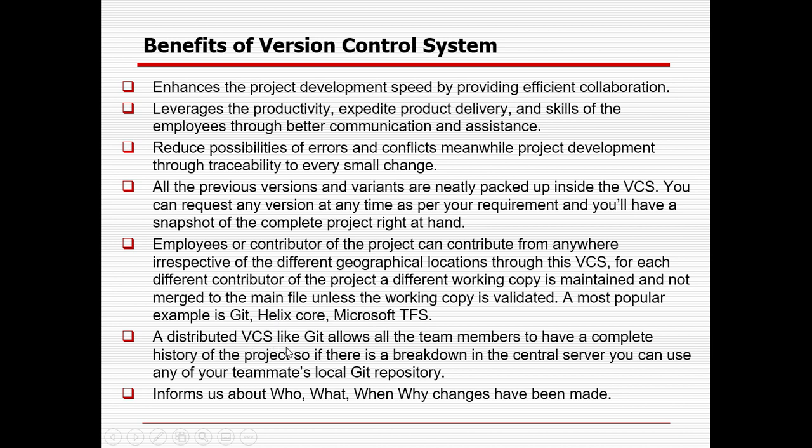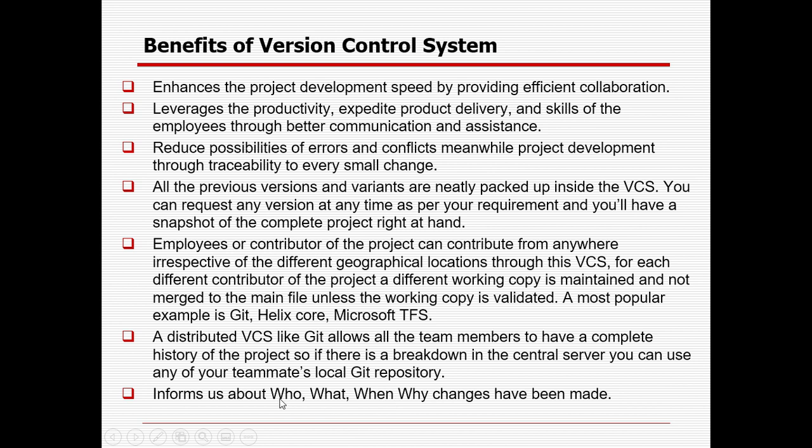A distributed VCS like Git allows all the team members to have a complete history of the project. So if there is a breakdown in the central server, you can use any of your teammates' local Git repositories. That is the beauty. Suppose you are working with Git, which is a distributed version control system, and your repository got removed completely, but everybody used to work from their local repository. Suppose you did not start work yet, anybody who already started has everything available in their local repo, so you can take the code from their local repo, right?